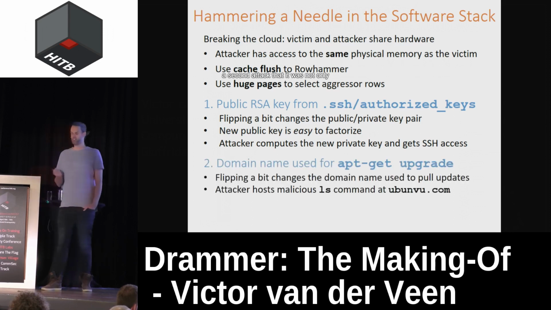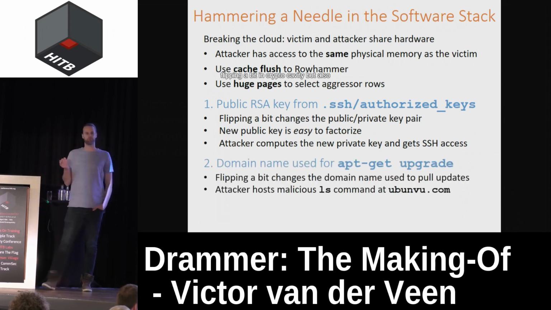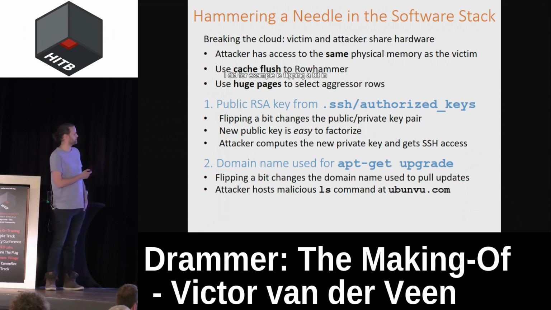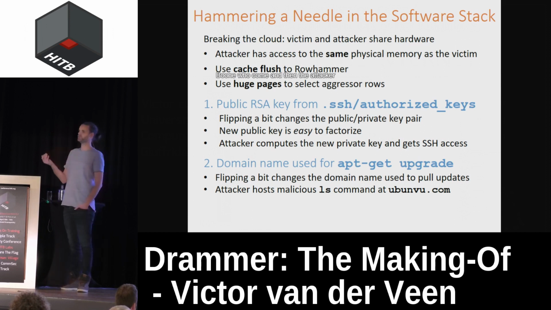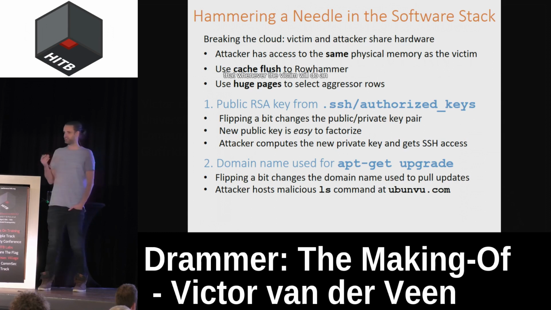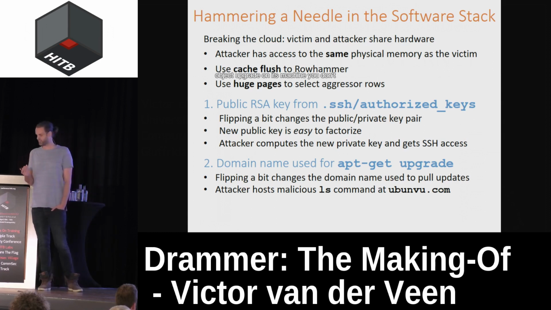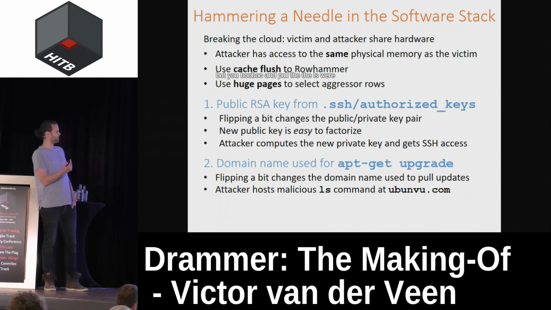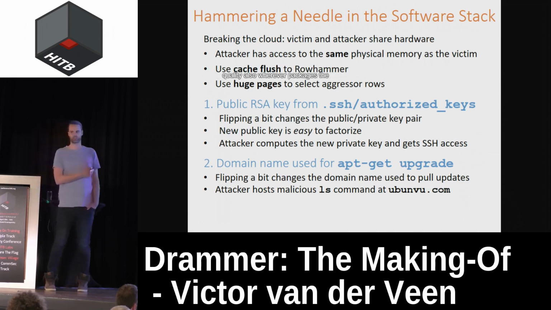A second attack they did was not only flipping a bit in a cryptographic key, but also flipping a bit in a domain name. What they did, for example, is flip a bit in ubuntu.com so that it becomes a lookalike domain, and then the attacker would register that domain, so that whenever the victim would do an apt-get upgrade on his machine, he would no longer connect to Ubuntu, but to the lookalike, and pull the ls or coreutils or whatever packages the attacker wants to backdoor from there.